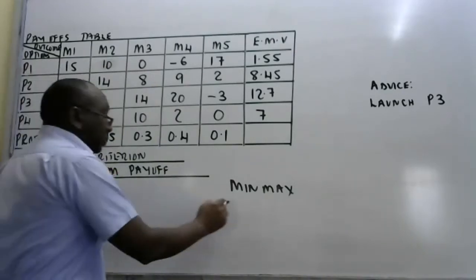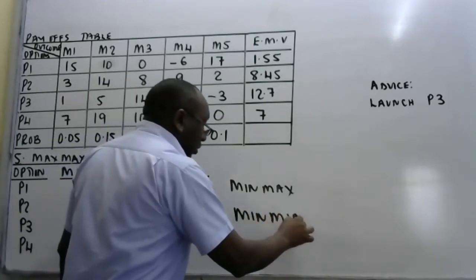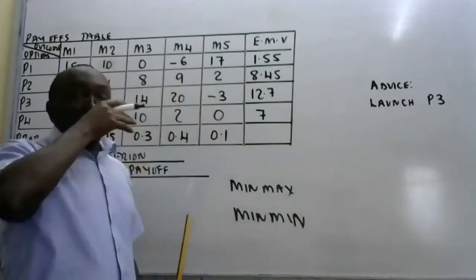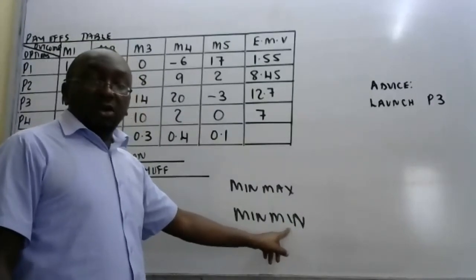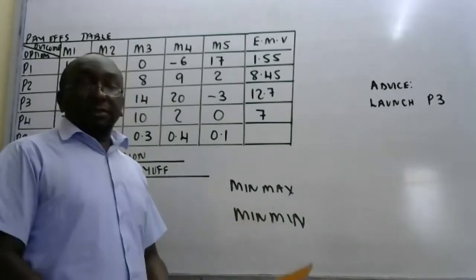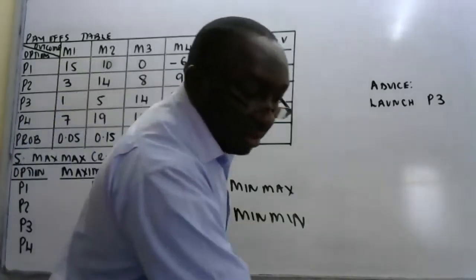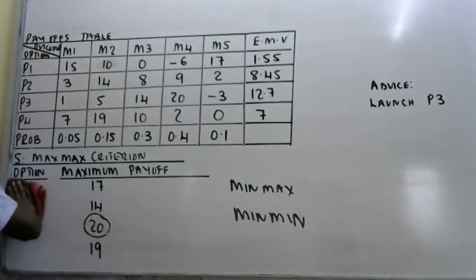You can also be told to use min-min. That's also another rule. So if you are told min-min, you will extract the minimums, then go to that column and say, select the minimum of the minimums.